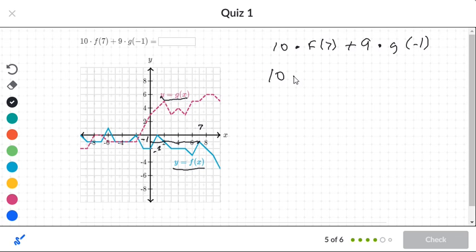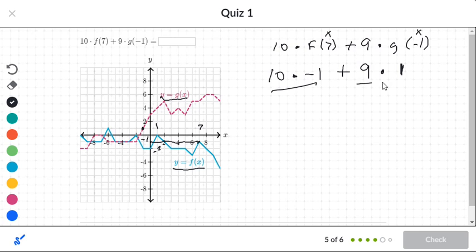So we're going to say 10 times a negative 1 plus 9 times g of negative 1. Now let's find g of negative 1. Now remember, these were your x's. So my x of negative 1 is right here because we're counting by 2's. These bold markings here are the even numbers. So this is a negative 1. And it looks like we go up and we touch it right there, and that would be a positive 1.